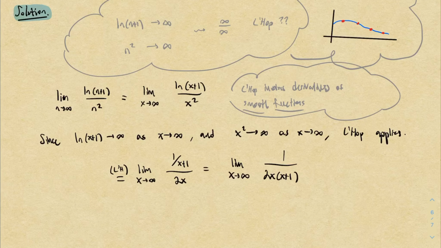And this one's easy. As x goes to infinity, the top is constant, the bottom gets really, really big, and we get 0. And we're done. The limit of this sequence is 0.